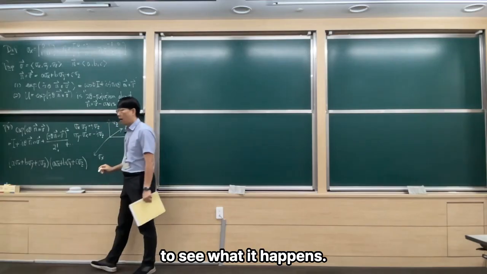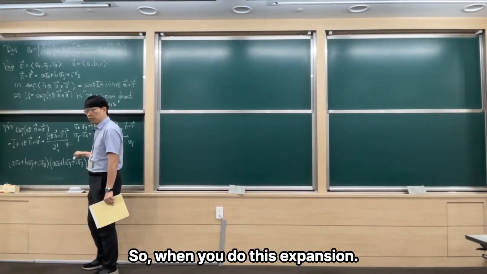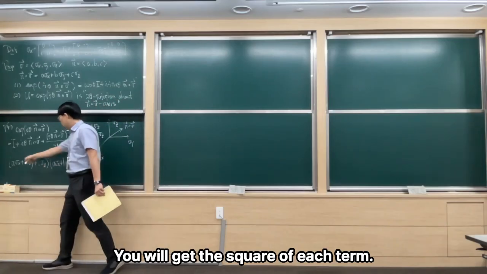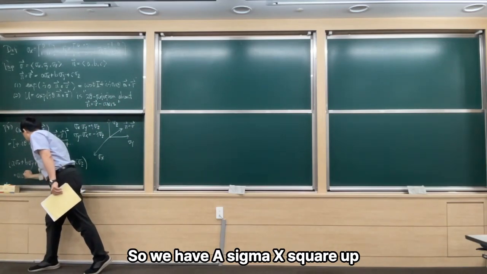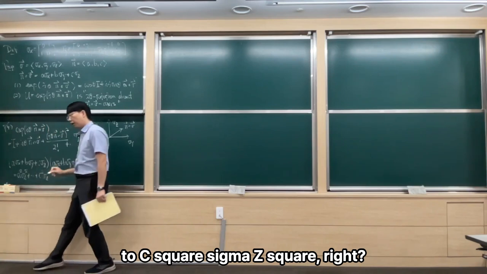To see what happens, when you do this expansion, you will get the square of each term. So we have sigma x squared up to c squared sigma z squared, right?